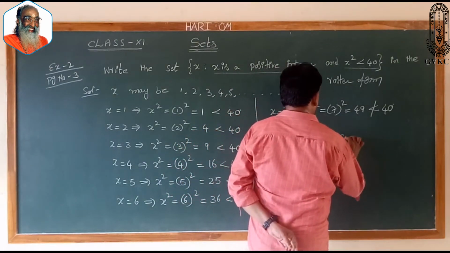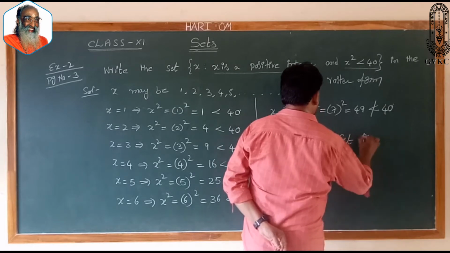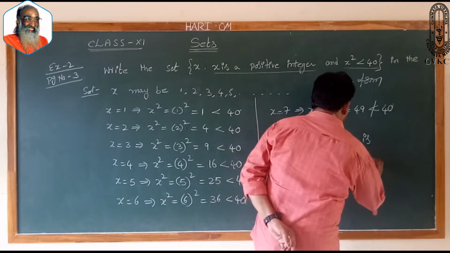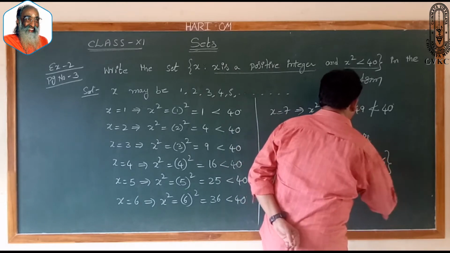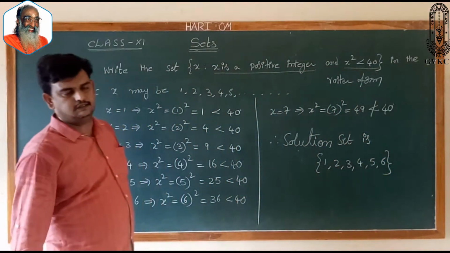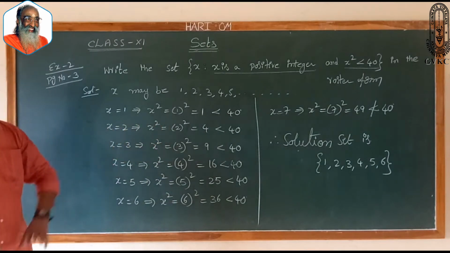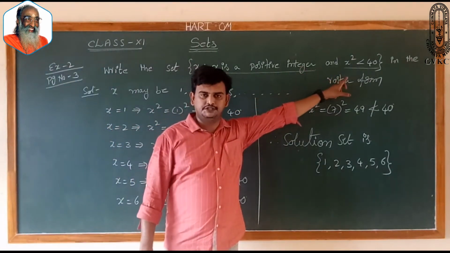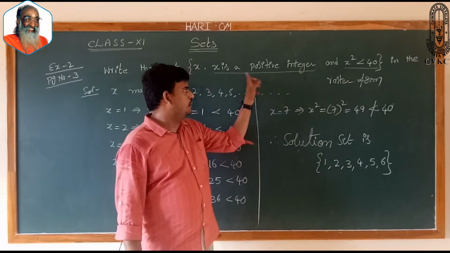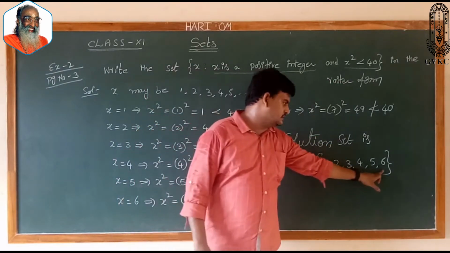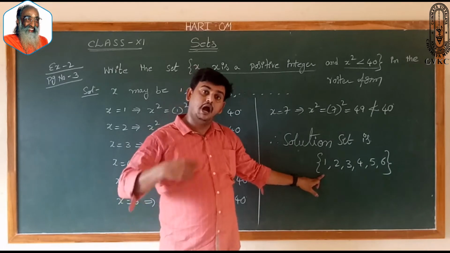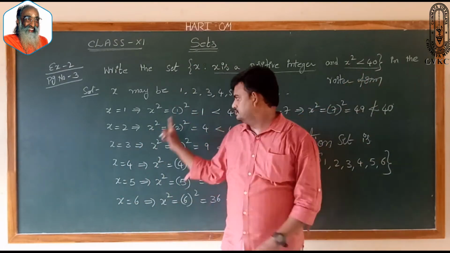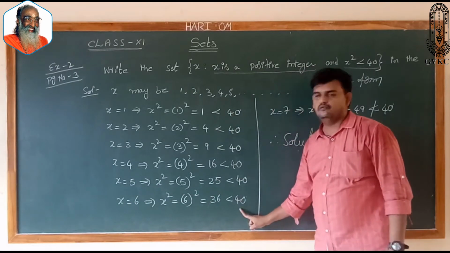the solution set is, what is our solution set? 1, 2, 3, 4, 5 and 6. So only those are the numbers which satisfy these two conditions. Condition number 1, positive integer. Yes, all these are positive integers. And the square of the number is less than 40. So all squares are less than 40.